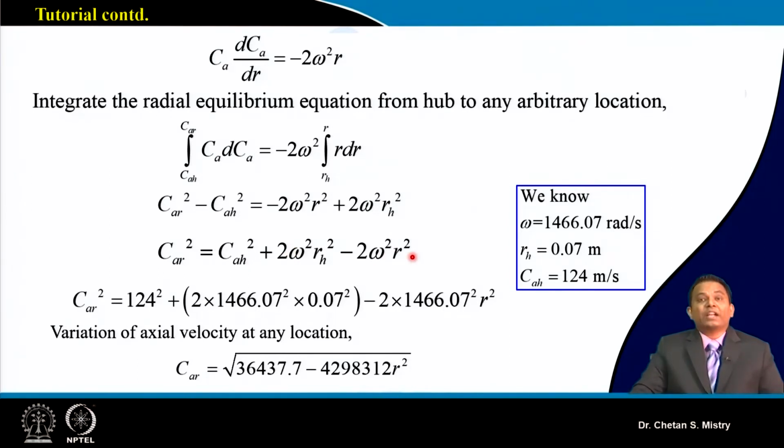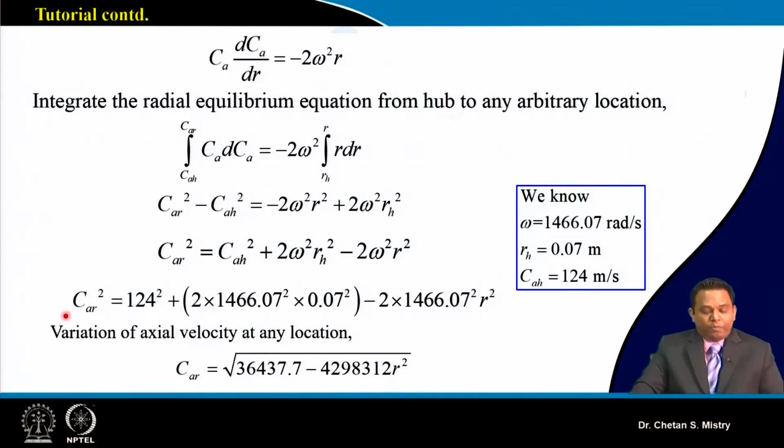Now the data, that's what is available to us. What all we know: our omega, that's what we have calculated. It is 1466.07 radians per second. We also know our hub radius at the exit, that is 0.07 meter. We know our axial velocity at the hub is 124 meter per second.